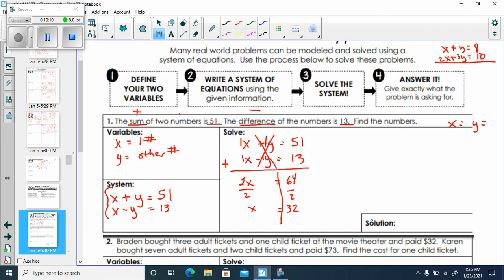Now, what did it ask us for? Remember the last thing it says, the solution. What did it ask us for? Find the numbers. Well, we did. Our X is 32. Oh, we still need to find Y, don't we?